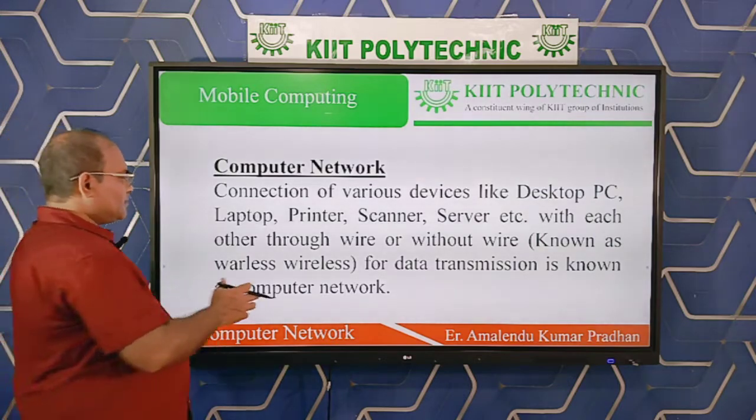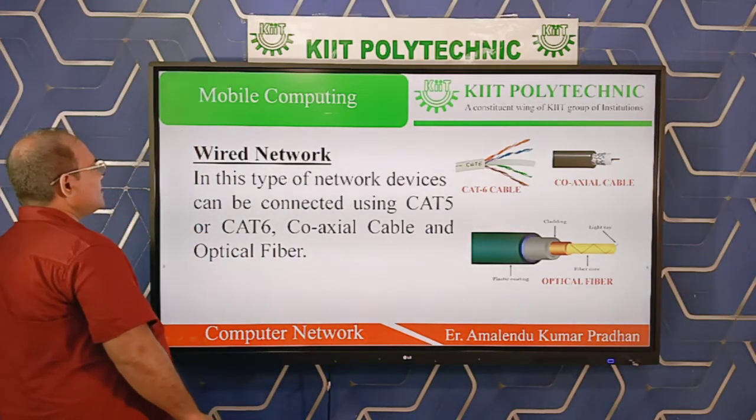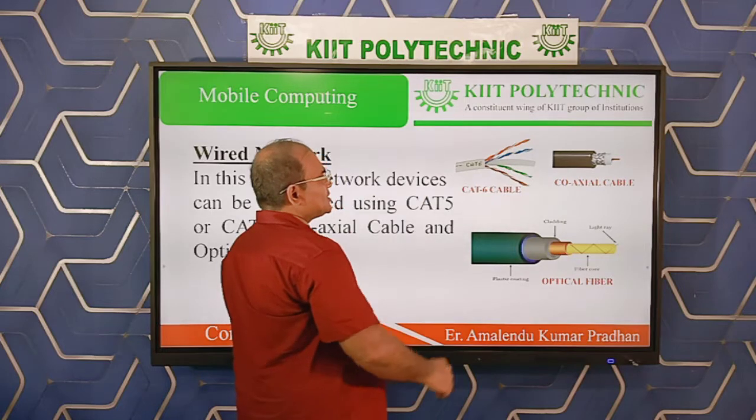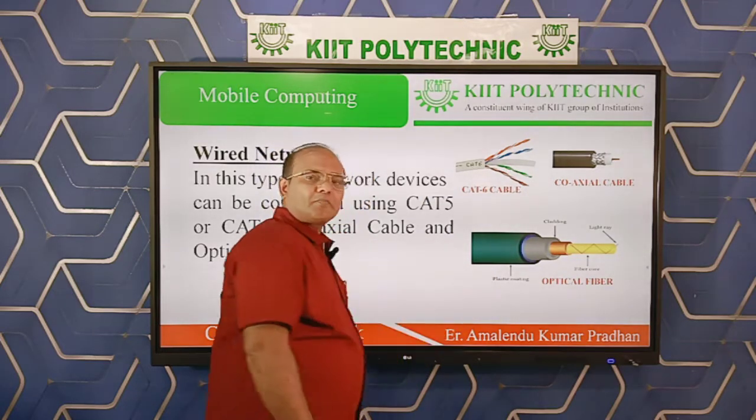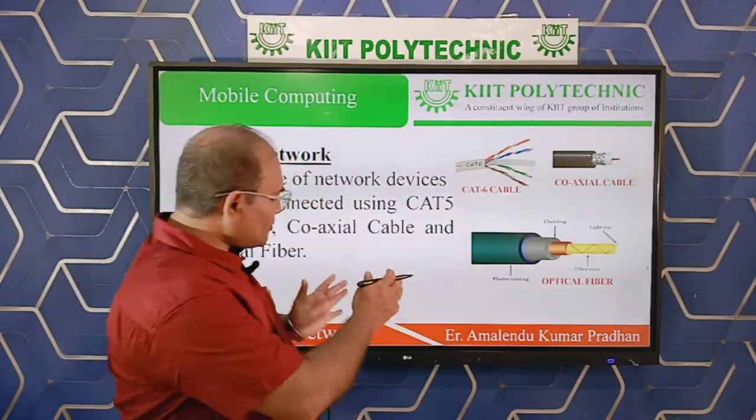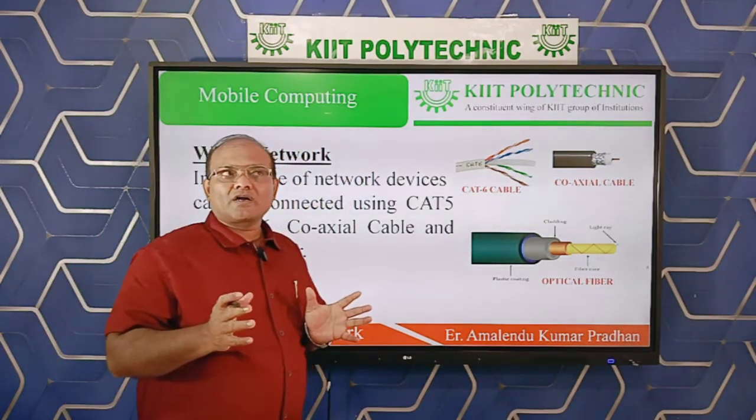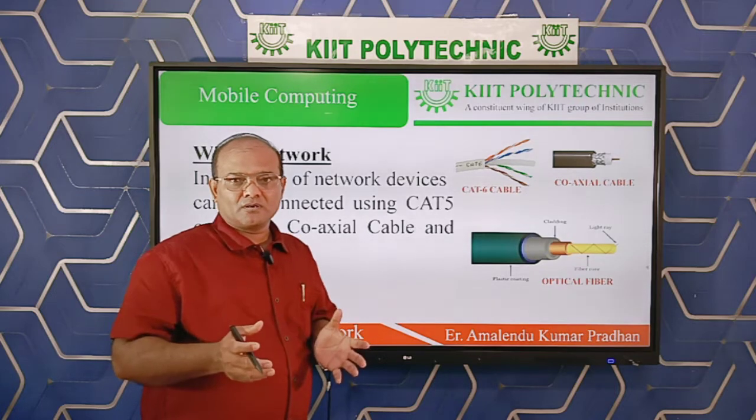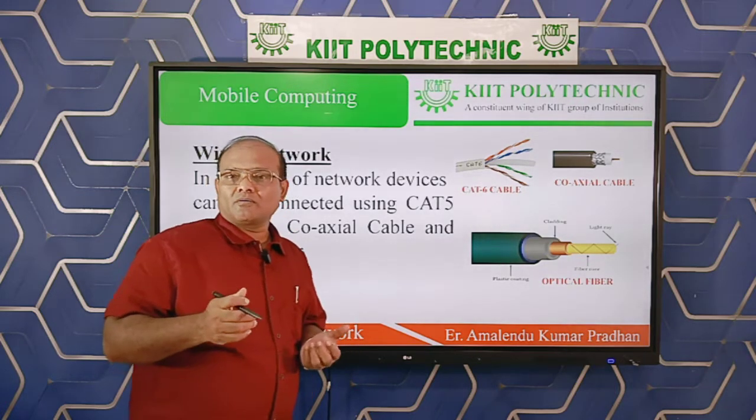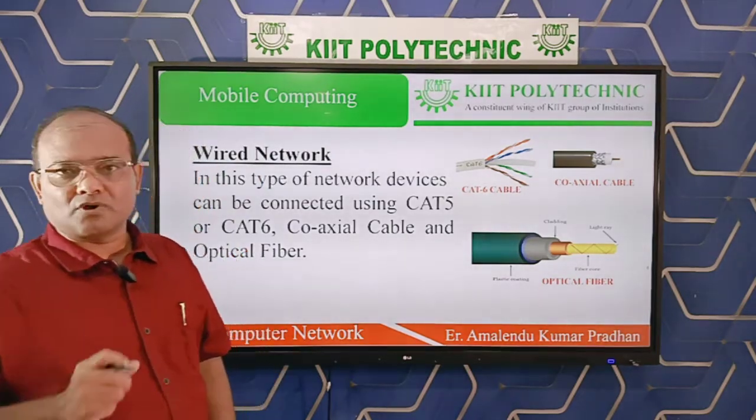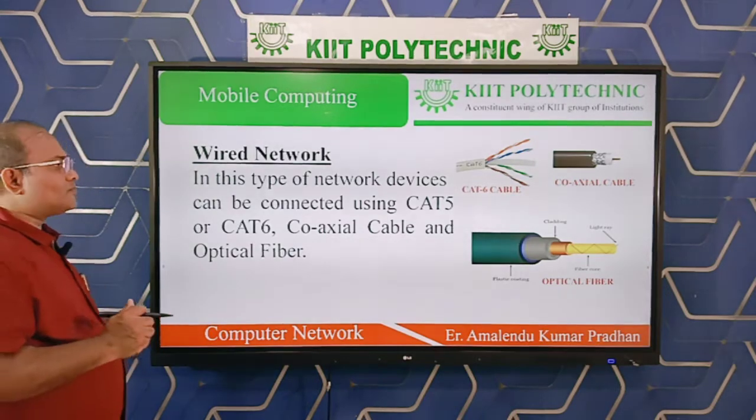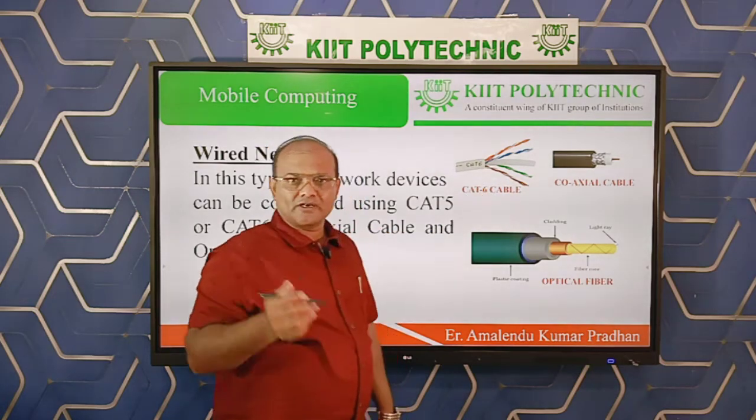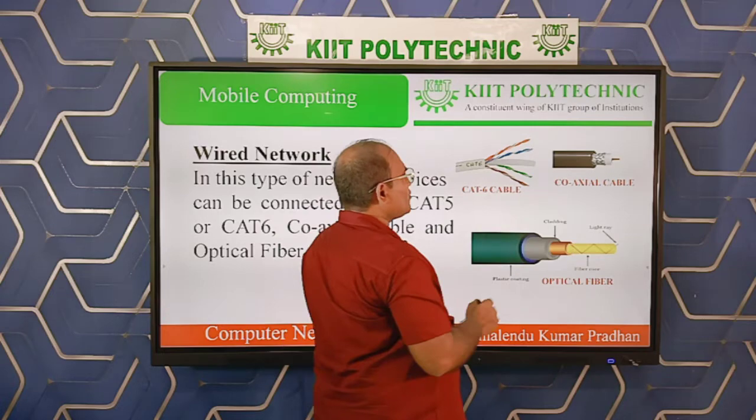In a wired network we are basically using three types of cable. One is Cat6 cable, second is coaxial cable, third is optical fiber cable. Optical fiber cable is always used for connecting one network to another network for data transmission, not from user to user. We cannot connect two computers directly using optical fiber. But we can connect two computers using Cat6 or Cat5 cable. Cat stands for category. So Cat6 or Cat5 cable or coaxial cable.